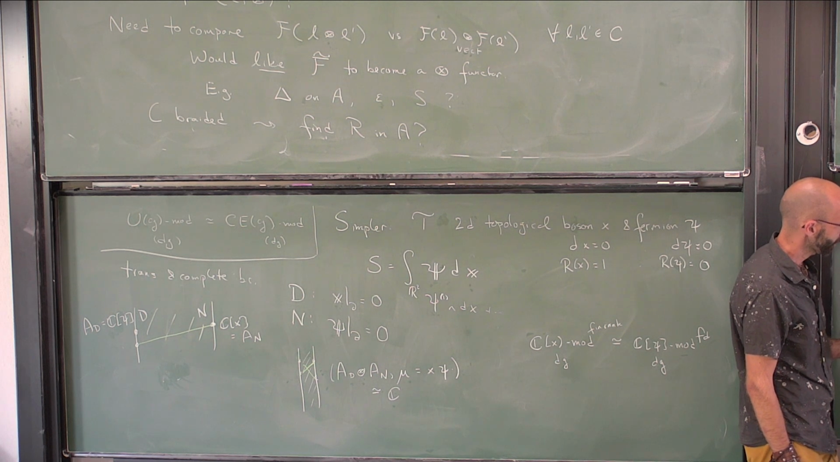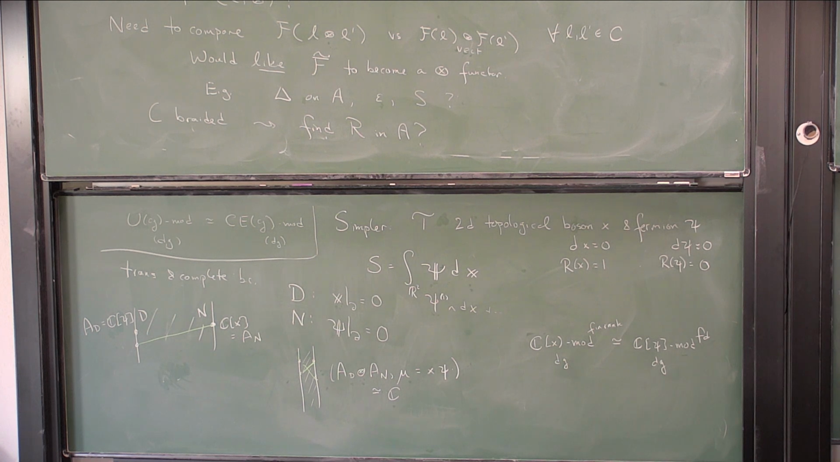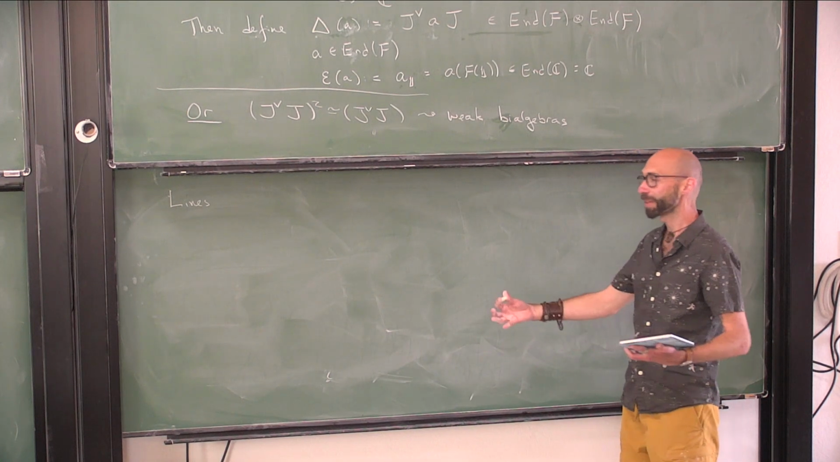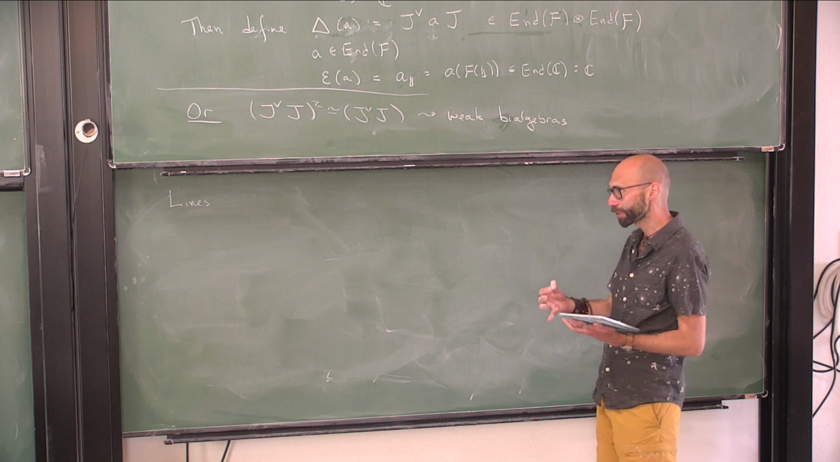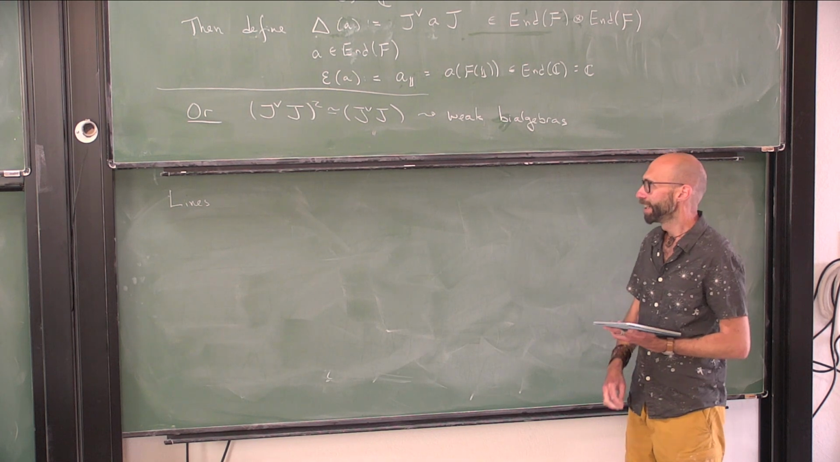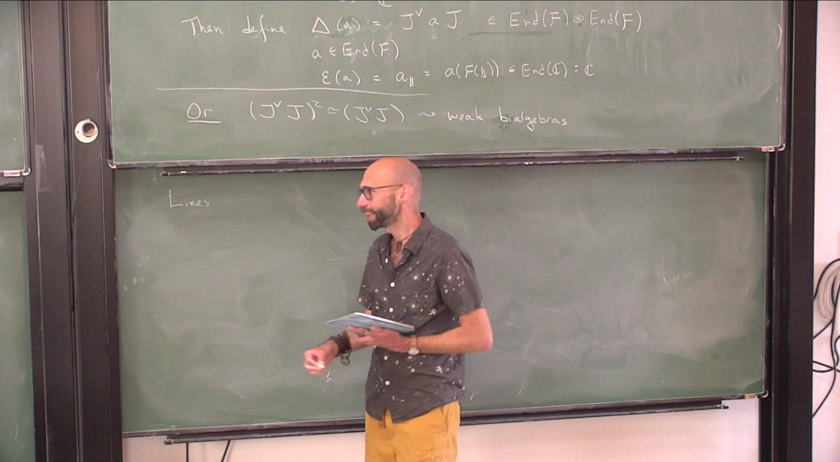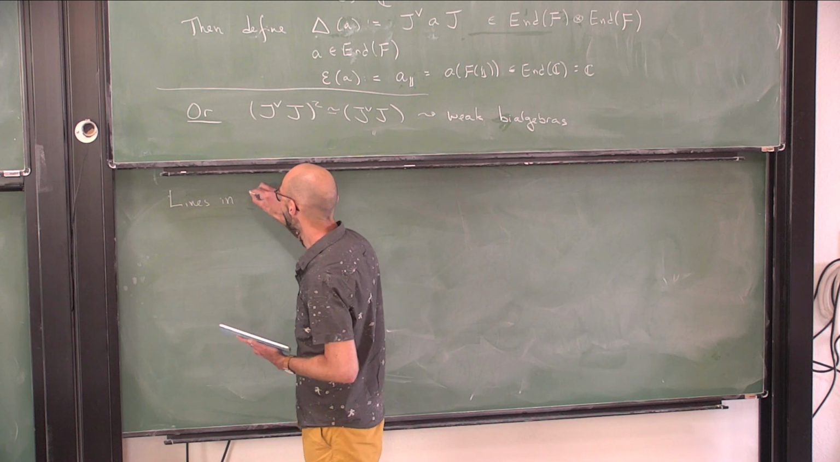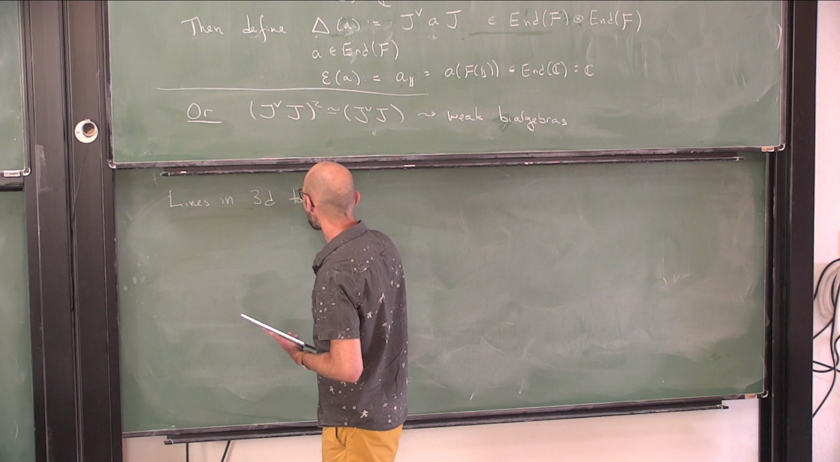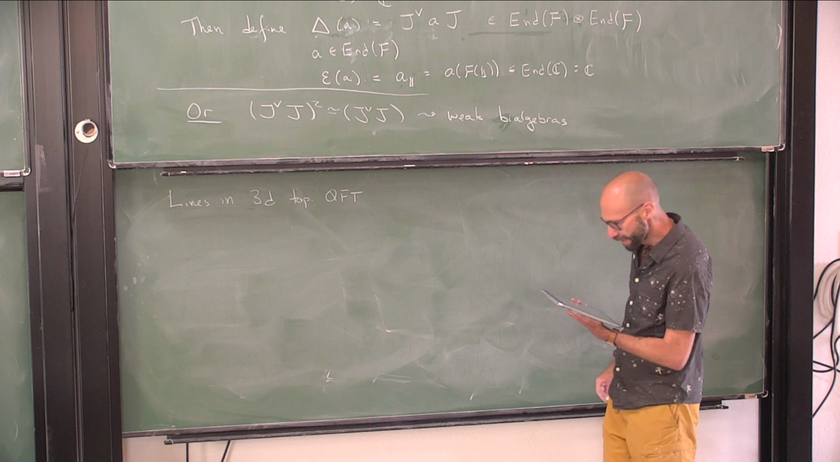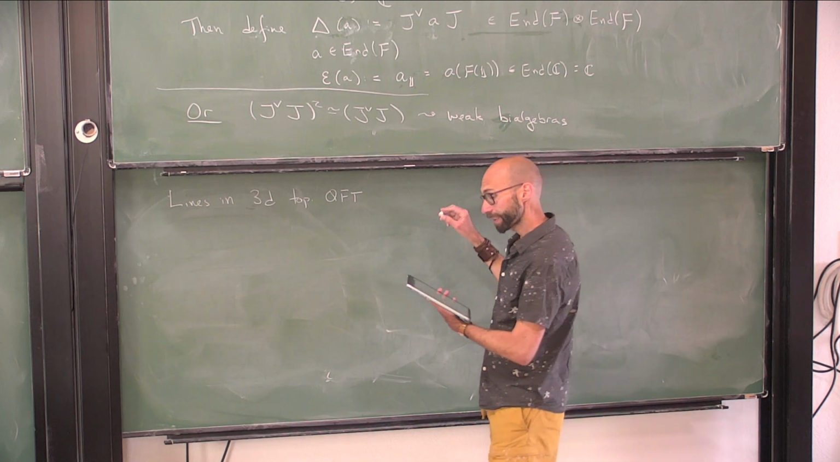Okay, so let me now draw pictures. And there are many beautiful examples in 2 dimensions involving interface categories in 2D that are monoidal. But given time, I'm going to jump to the slightly more interesting thing, which is lines in a 3D topological QFT. Expectations.